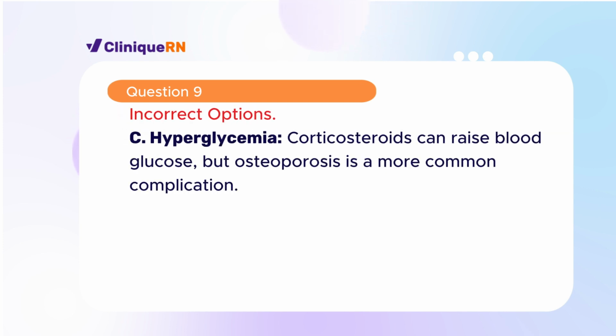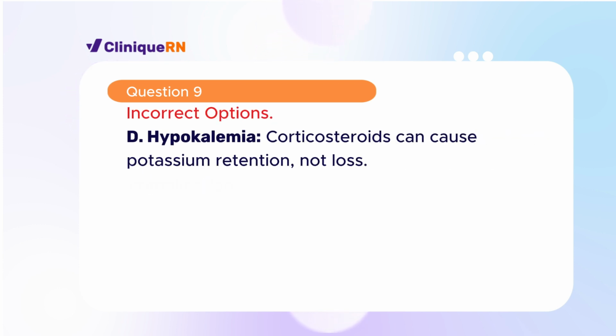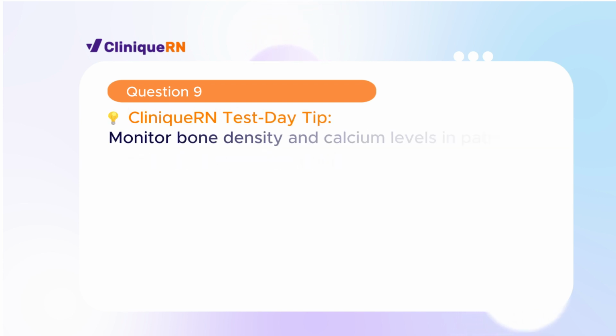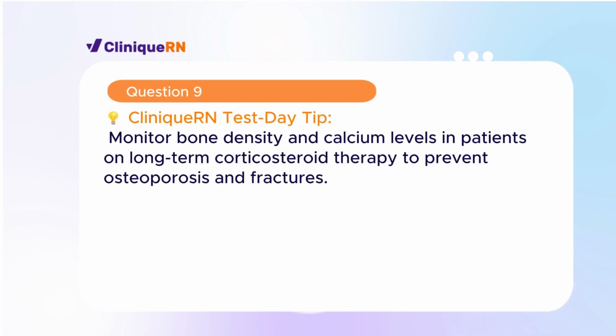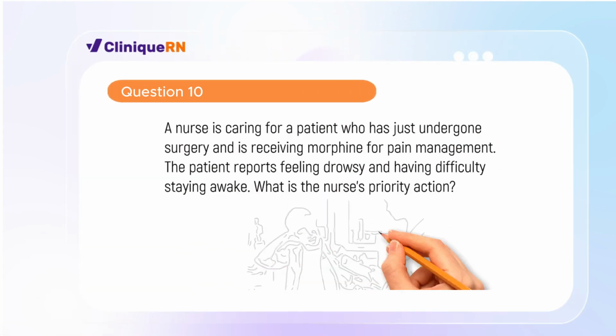C. Hyperglycemia. Corticosteroids can raise blood glucose, but osteoporosis is a more common complication. D. Hypokalemia. Corticosteroids can cause potassium retention, not loss. NCLEX-RN test day tip. Monitor bone density and calcium levels in patients on long-term corticosteroid therapy to prevent osteoporosis and fractures.